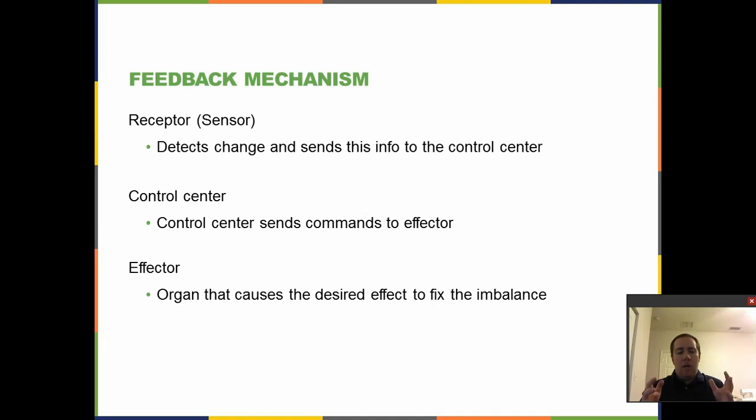And so when we talk about homeostasis, we talk about feedback mechanisms. And a feedback mechanism has three distinct parts. There is a receptor. You could also think of it as a sensor. It is going to detect that we are changing, and we're going to send it back to a control center. Okay? Think of this like a thermometer. The thermometer just measures what the temperature is.